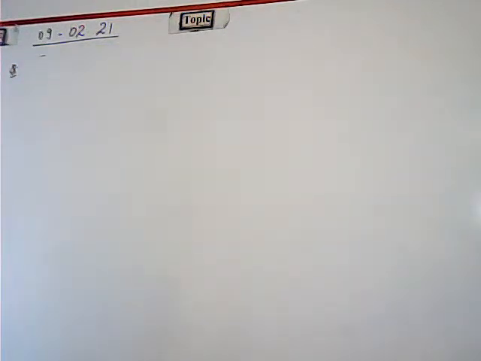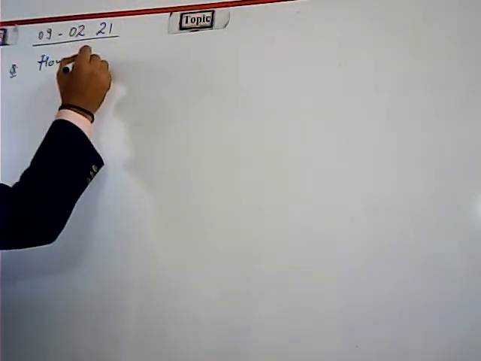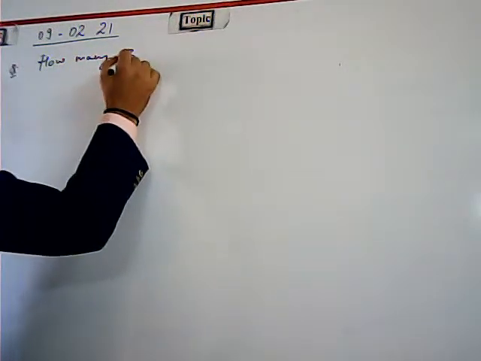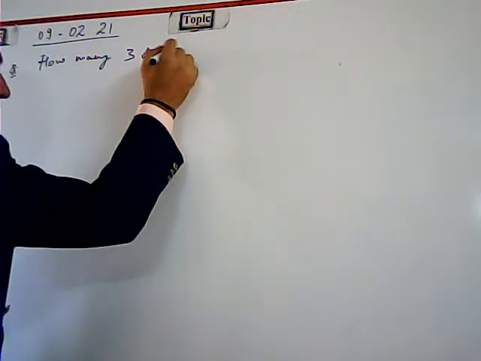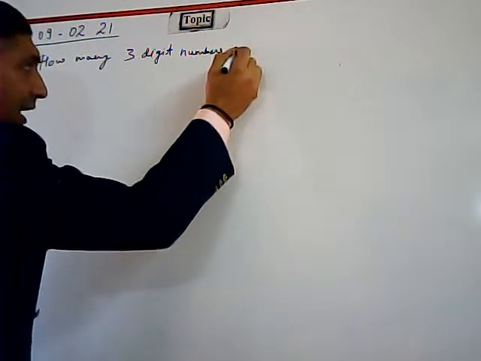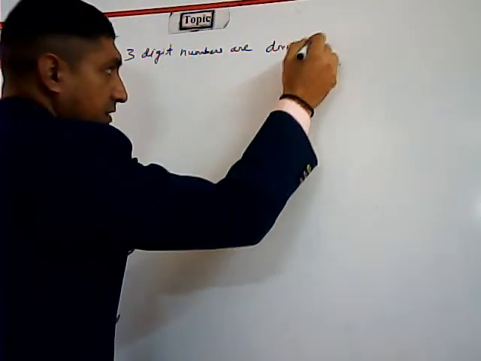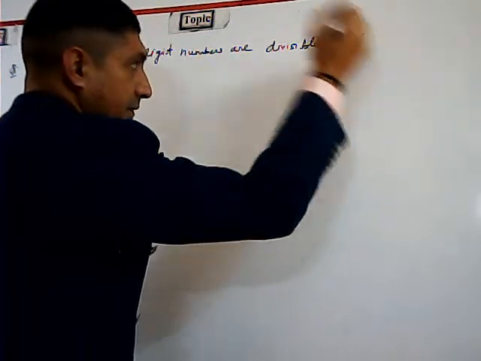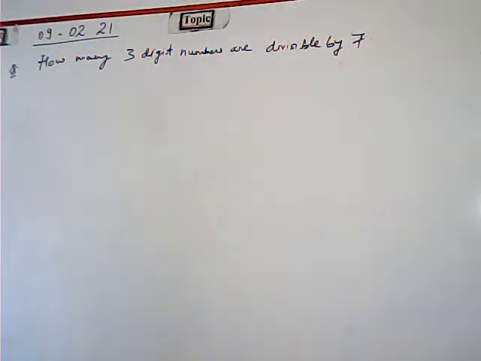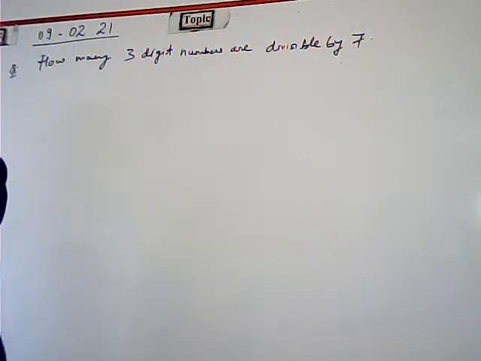Next question is, how many 3-digit numbers are divisible by 7? Divisible by 7. Okay. So 3-digit numbers start from 100 to 999, right?